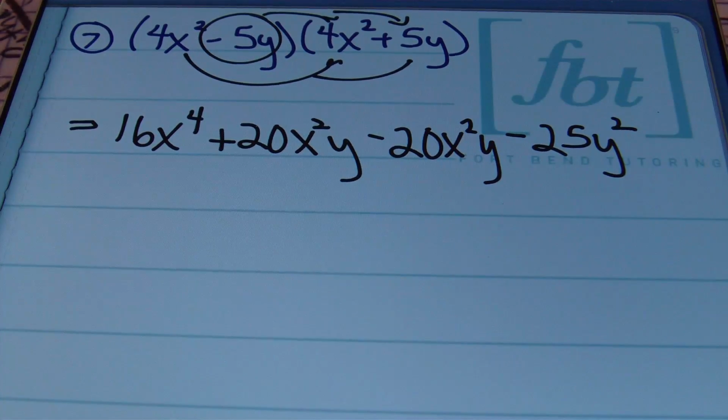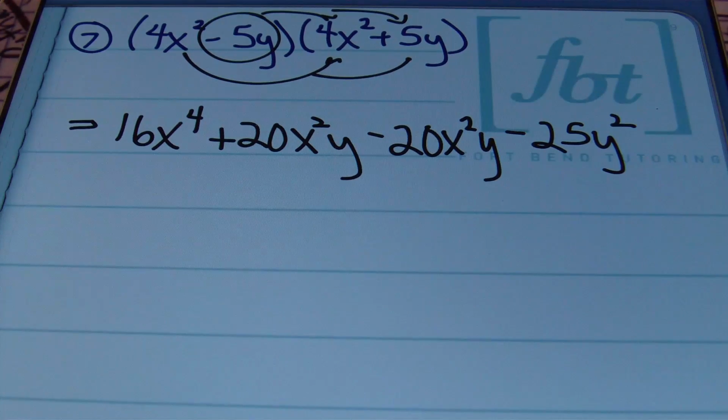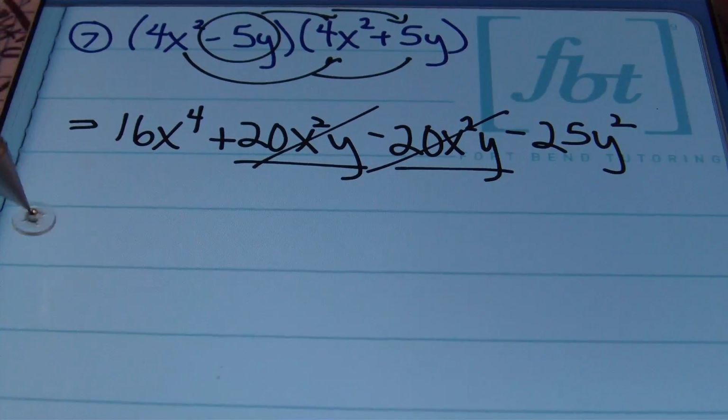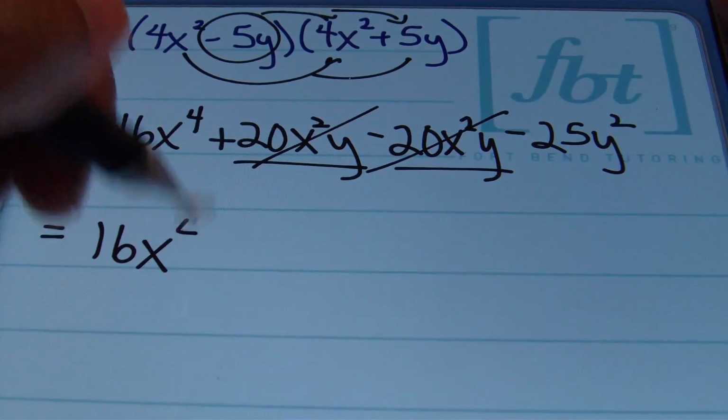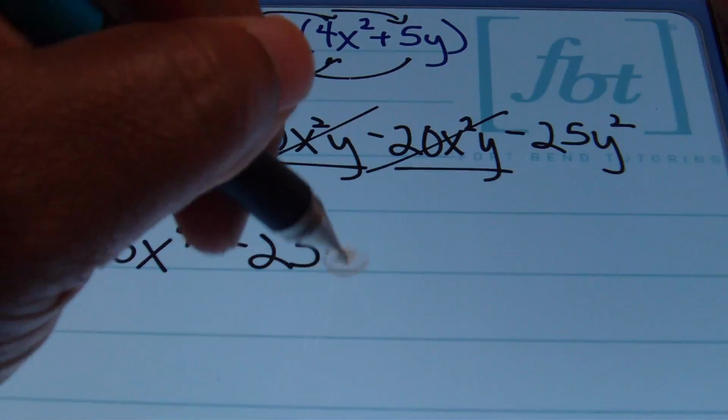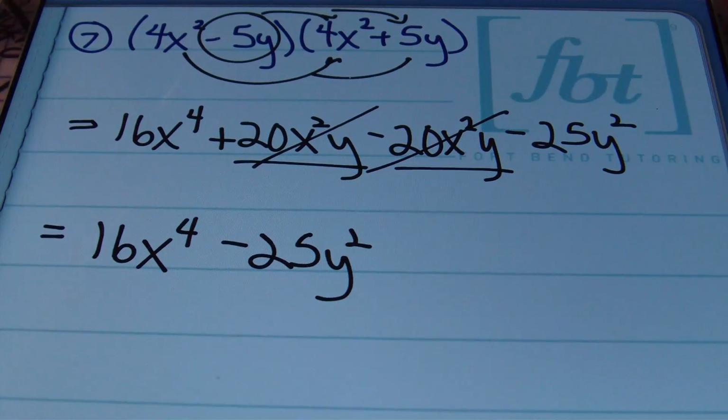So what's the next thing I need to do? Yeah, it is. I need to combine any like terms I may have. And check this out. My middle terms, yeah, they're like terms. How do I know that? Because the x is to the 2nd power and the y, they're both to the 1st power. So we can combine those. So 20 minus 20 is 0. In other words, this cancels out. Get out of here. Yeah, get rid of that. And so just go ahead and bring down that 16x to the 4th power. And that negative 25y squared. And that, ladies and gentlemen, is the answer to problem number 7.